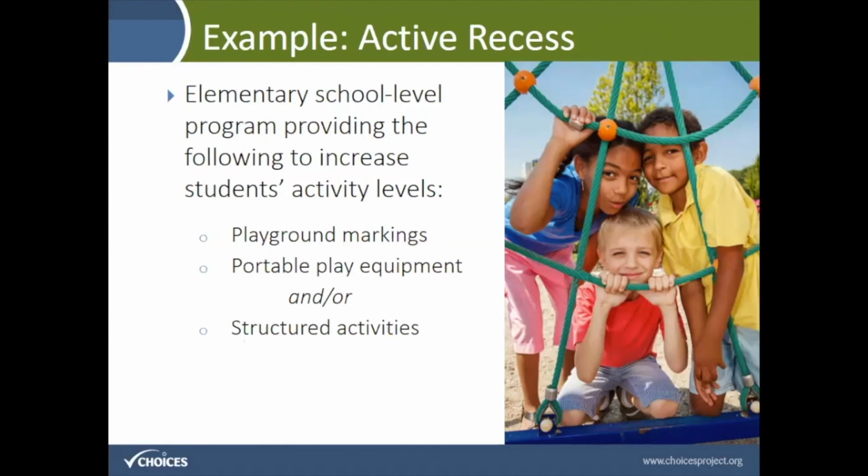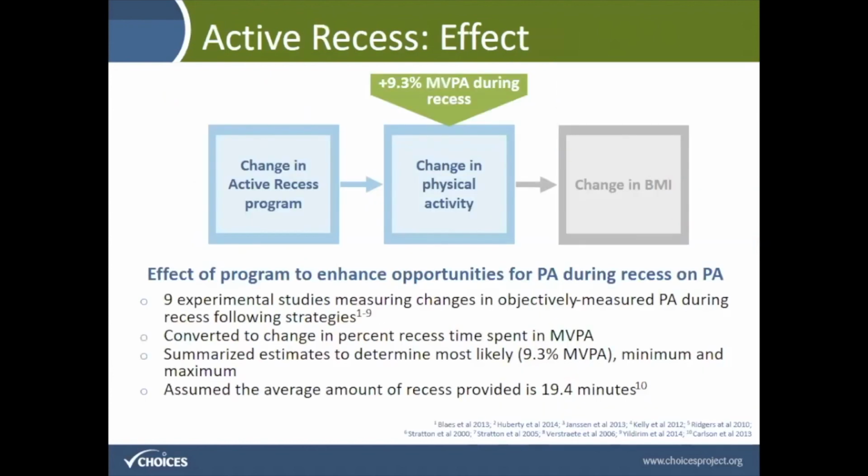So to implement active recess, it's an elementary school level program, and what you would need to do is say, okay, they already have recess, here's what we need to do to make it more active. We're going to put in playground markings, we're going to put in portable play equipment, and/or we're going to have structured activities. So there are some different options that schools can use. And here is our strategy to health pathway.